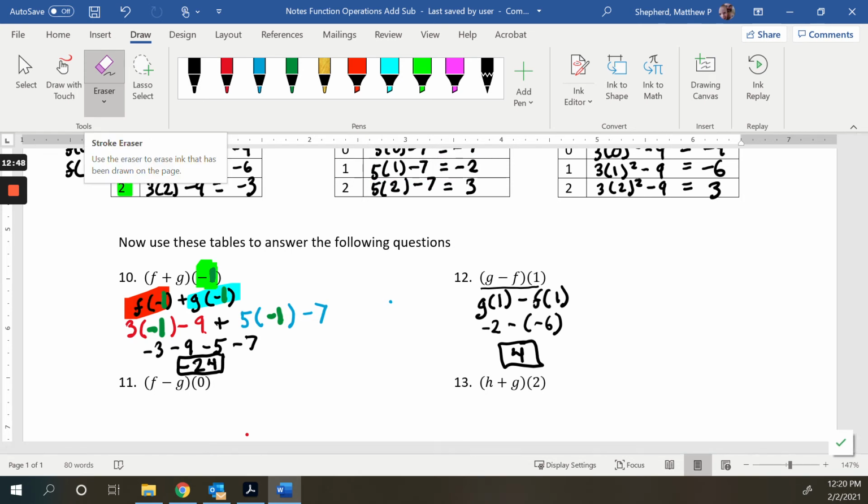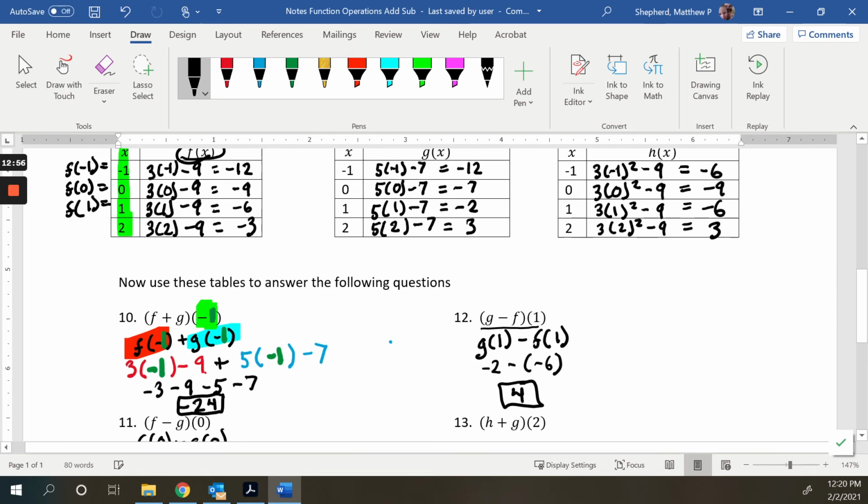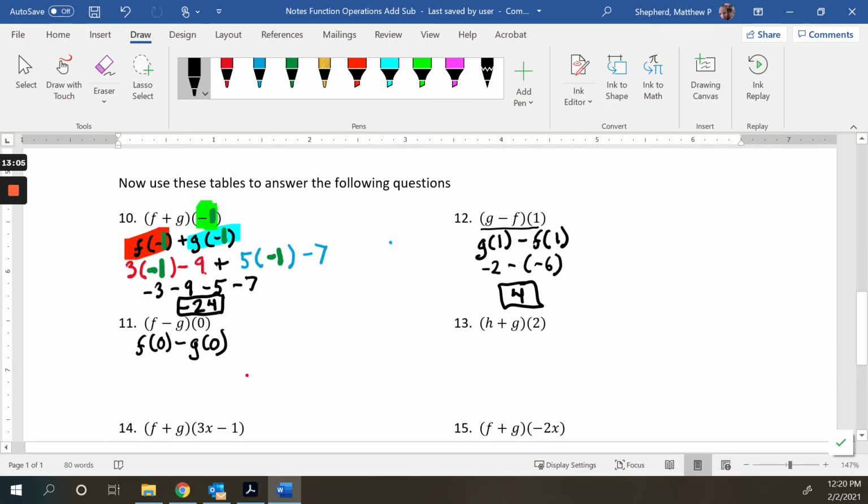So let's look at this next one. We're going to have f of 0 minus g of 0. So we've already figured those ones out. f of 0, g of 0. So negative 9 minus negative 7. And that's going to equal negative 2.